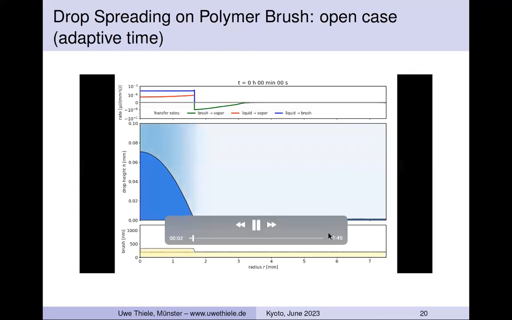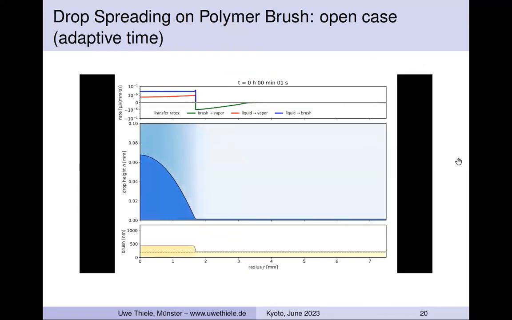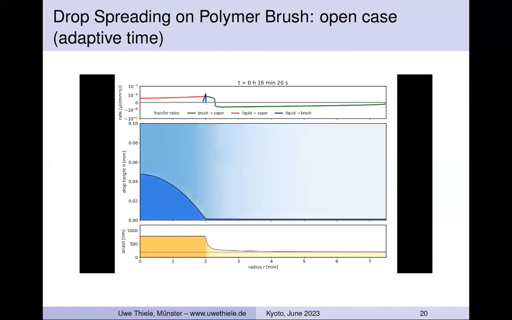Okay. Now, let me move this here and show you this 2 times. So what we do now, I show you a simulation where we see a drop spreading on the polymer brush. And this is the open case. That means the boundary condition on the right is just a fixed external humidity of the lab. And I have to point out, this is an adaptive time scale. So you see the very first seconds where the brush underneath the droplet was spreading. And now we are already at 17, 18 hours.